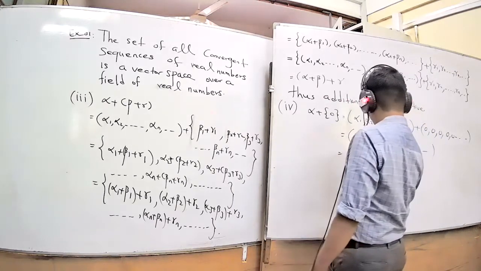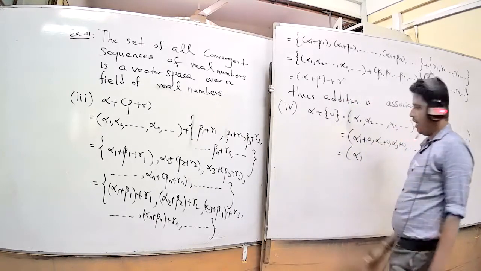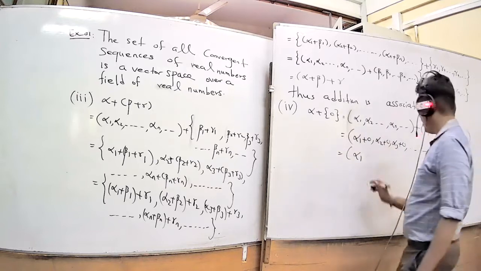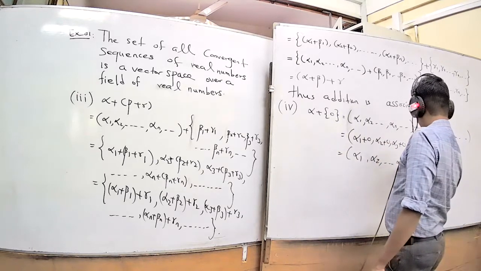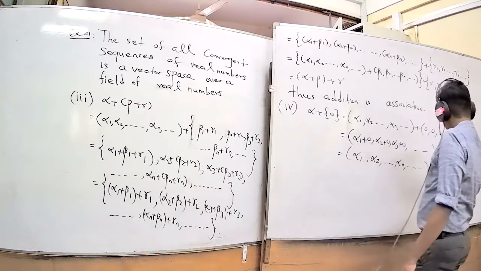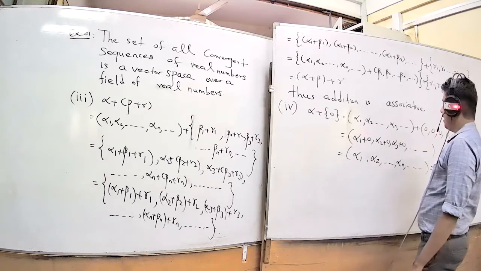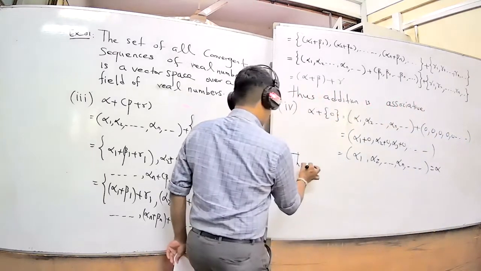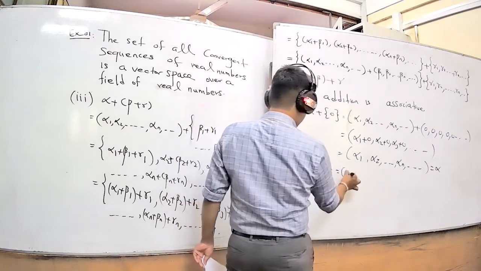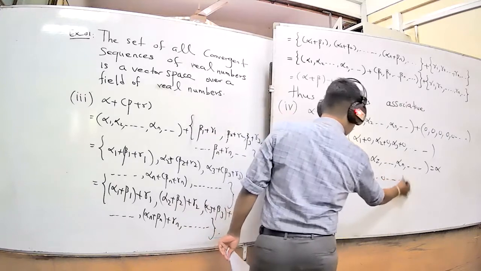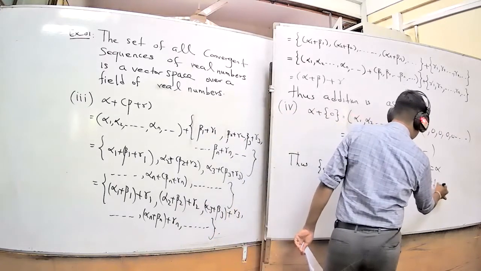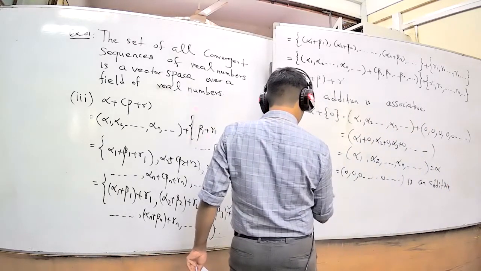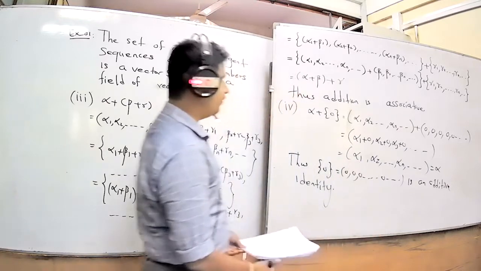It is your alpha, because in the real numbers, alpha 1 is a real number, and plus 0 is the identity in the real numbers. Then again you get alpha 1, alpha 2, alpha n, and so on. It is your alpha again. Thus your identity is this one, 0, 0, 0, and so on, the additive identity.